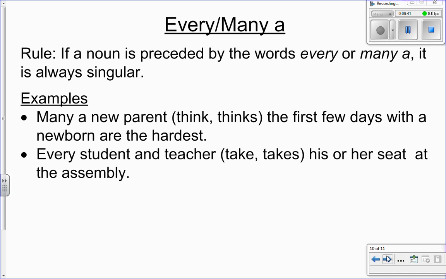All right, another tricky subject involves the words every and many a. The rule is that if a noun is preceded by the words every or many a, it is always singular. All right, let's take a look at an example. Many a new parent thinks the first few days with a newborn are the hardest. I see many a in front of the subject, the noun parent. And remember, the rule says if many a is in front of it, you always treat it as if it's singular. So I'm going to choose thinks. Many a new parent thinks, the singular verb.